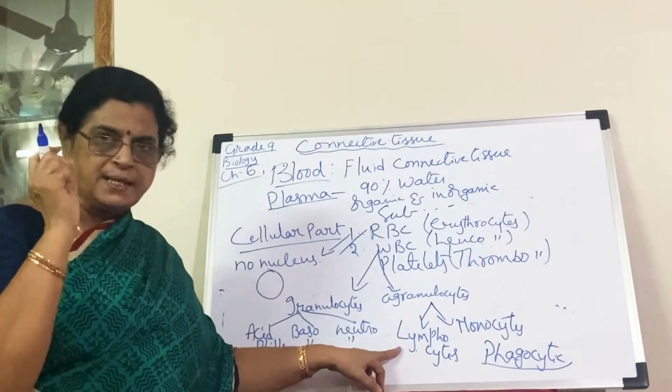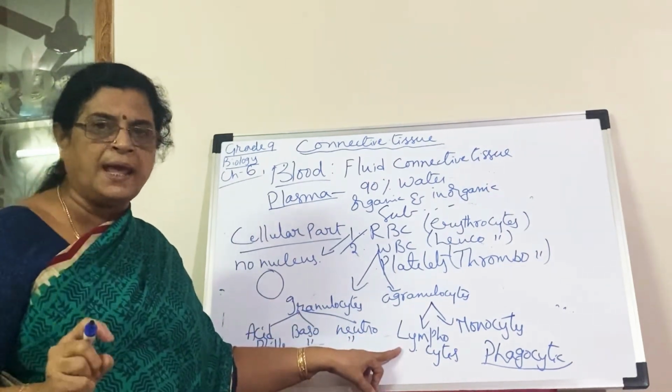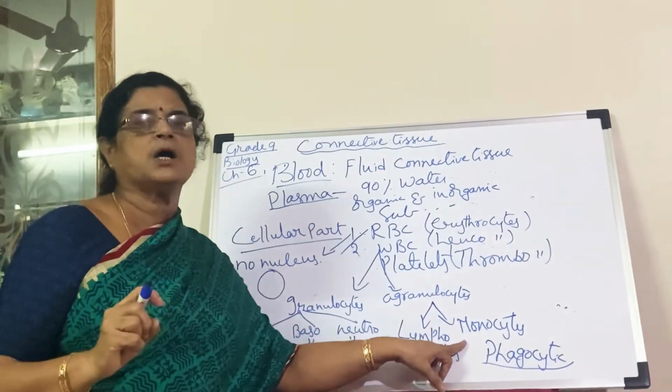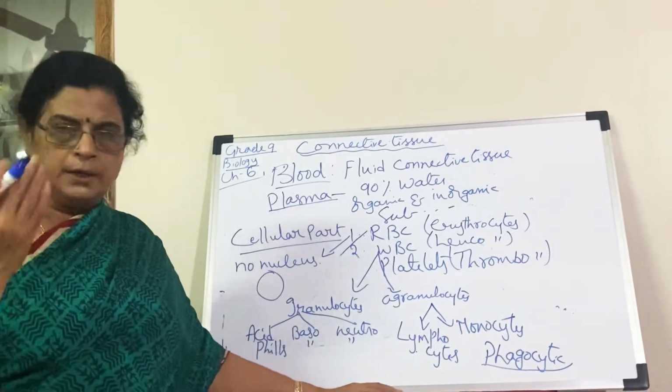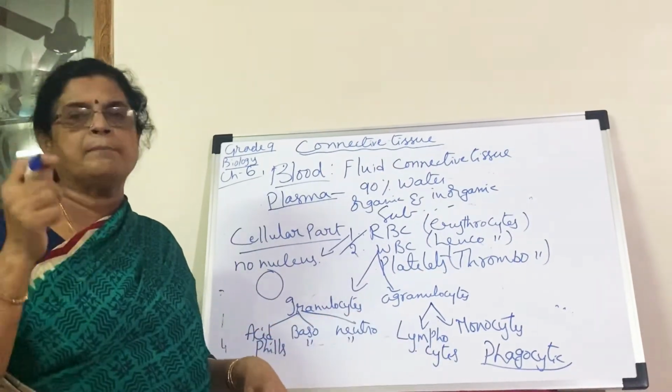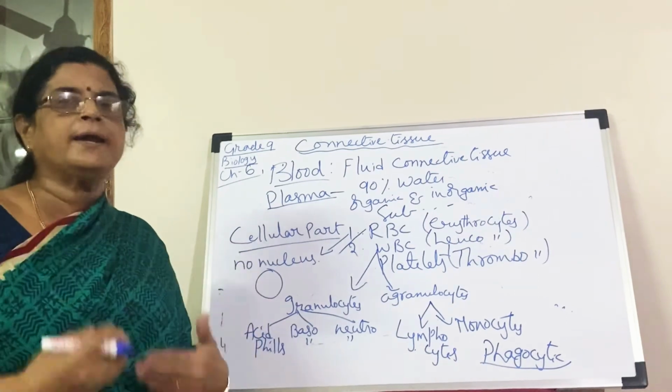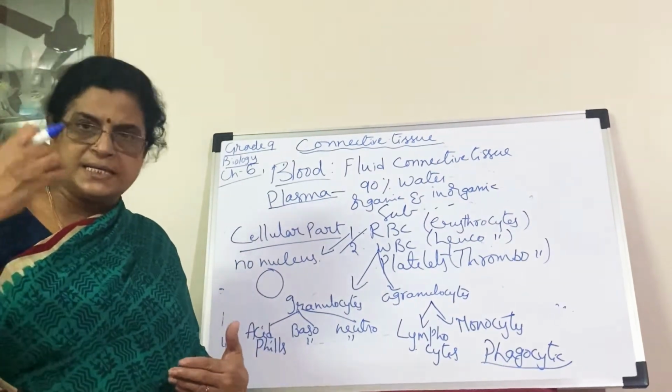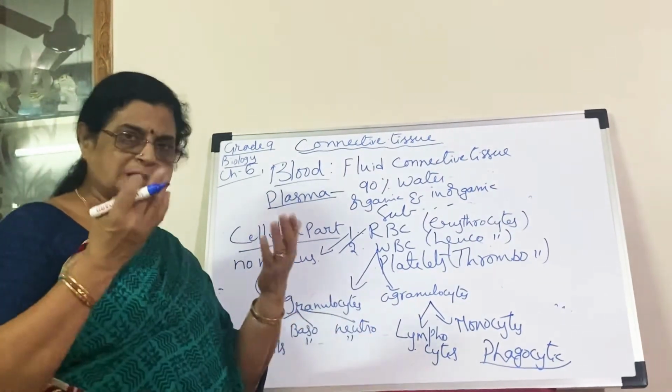So, our disease resistance and immunity. Lymphocytes and monocytes are increasing our immunity. They are fighting with the microorganisms which are entering. Phagocytes means what? Disease causing organisms, and they will swallow them.